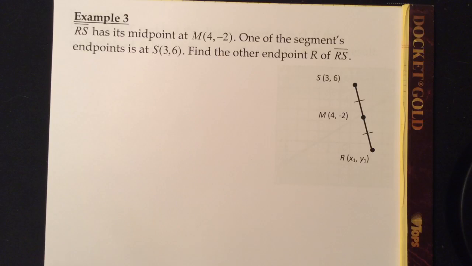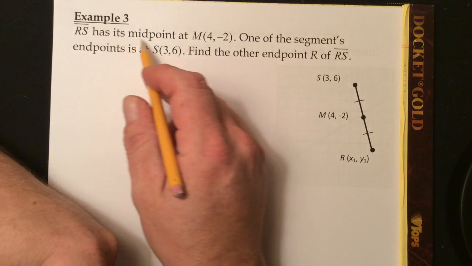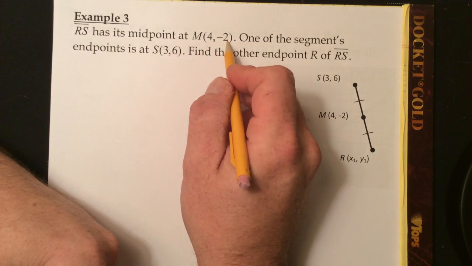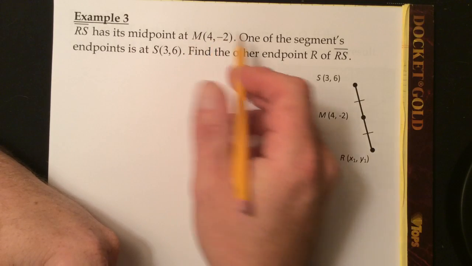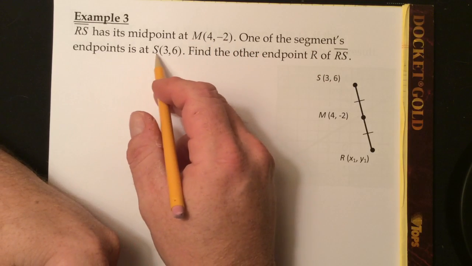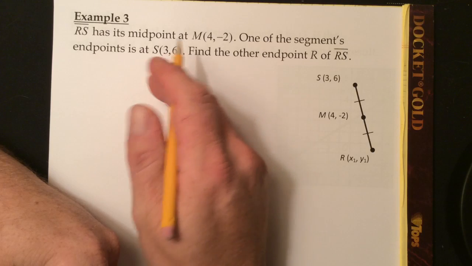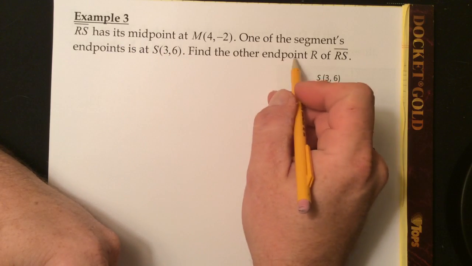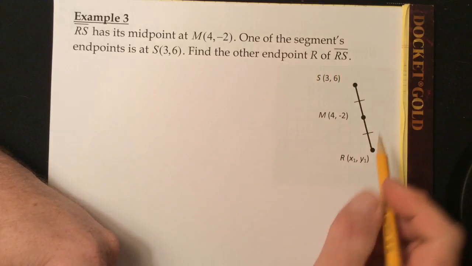Example 3. In this example, you'll learn to find one of the endpoints of a segment given the other endpoint and given its midpoint. So we're going to use the midpoint formula, except we're going to use it in a pretty different way. Segment RS has its midpoint at 4, -2. So we're given the midpoint. One of the segment's endpoints is at S, 3, 6. So we have one of the endpoints. They want us to find the other endpoint R of that same segment.